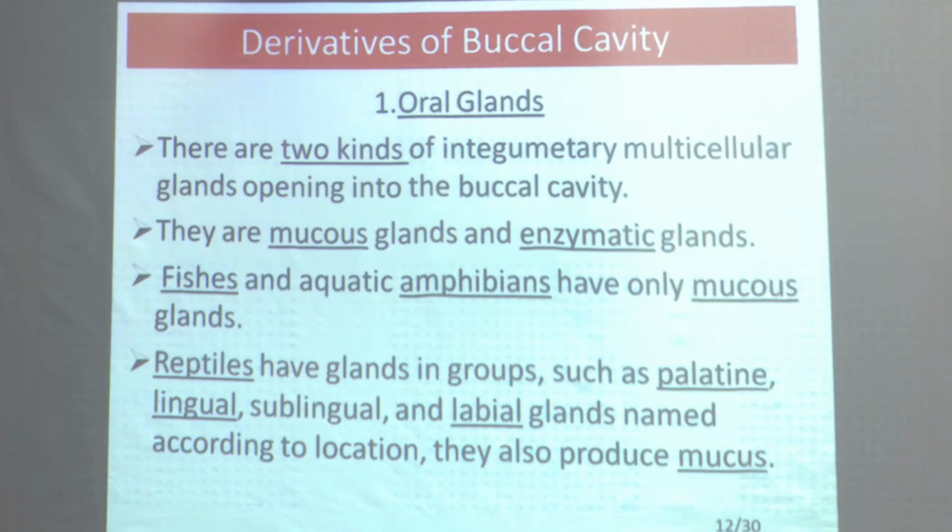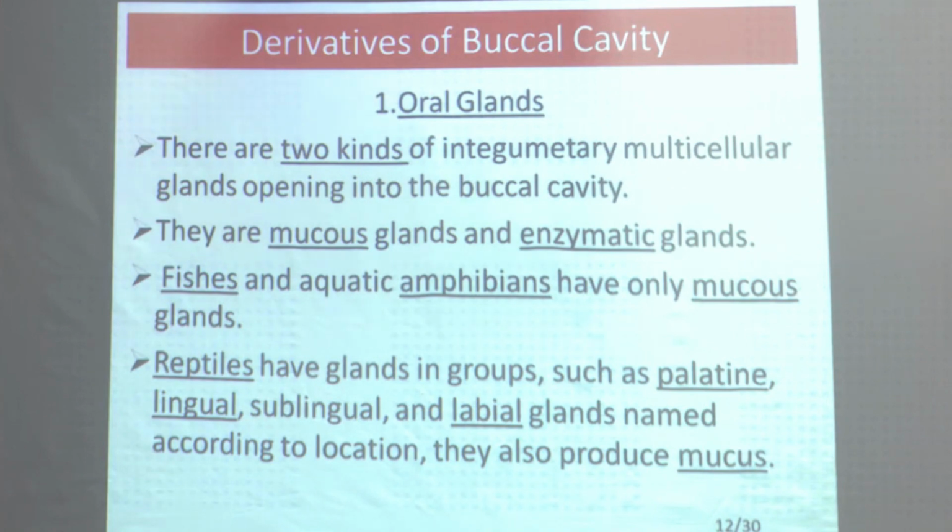Fishes and aquatic amphibians have only mucous glands. So what are the oral glands present in the case of fishes and amphibians? They are only the mucous glands. They secrete only mucus. But reptiles have glands in groups such as palatine, lingual, sublingual and labial glands, named according to location. They produce mucus.